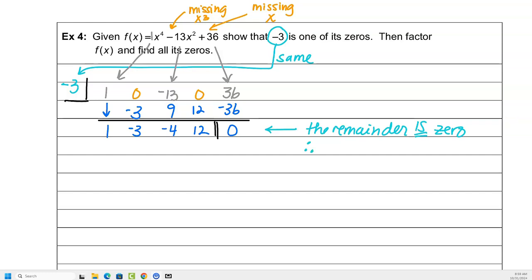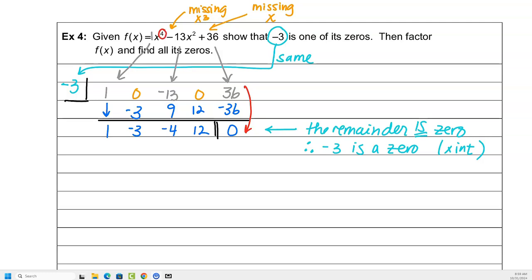So therefore, negative 3 is a 0, right? Or we could also say an x-intercept. Isn't that cool? That's oftentimes why we find the zeros, is because they're x-intercepts, and it helps us in our graphing. Okay, let's take a look at the depressed equation here, see if it gives me any kind of clues.